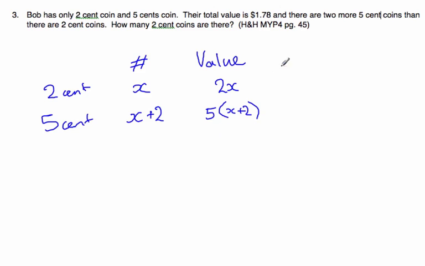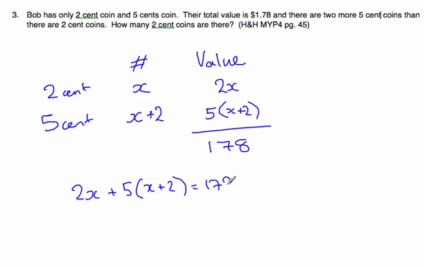Now the question tells us to add all of these together, but let's be a bit careful. The total value is $1.78. How many cents is that? Well, that's 178 cents. So let's make sure this is talking about value in cents as well. Now we can make one great big equation that says 2x plus 5(x plus 2) equals 178.